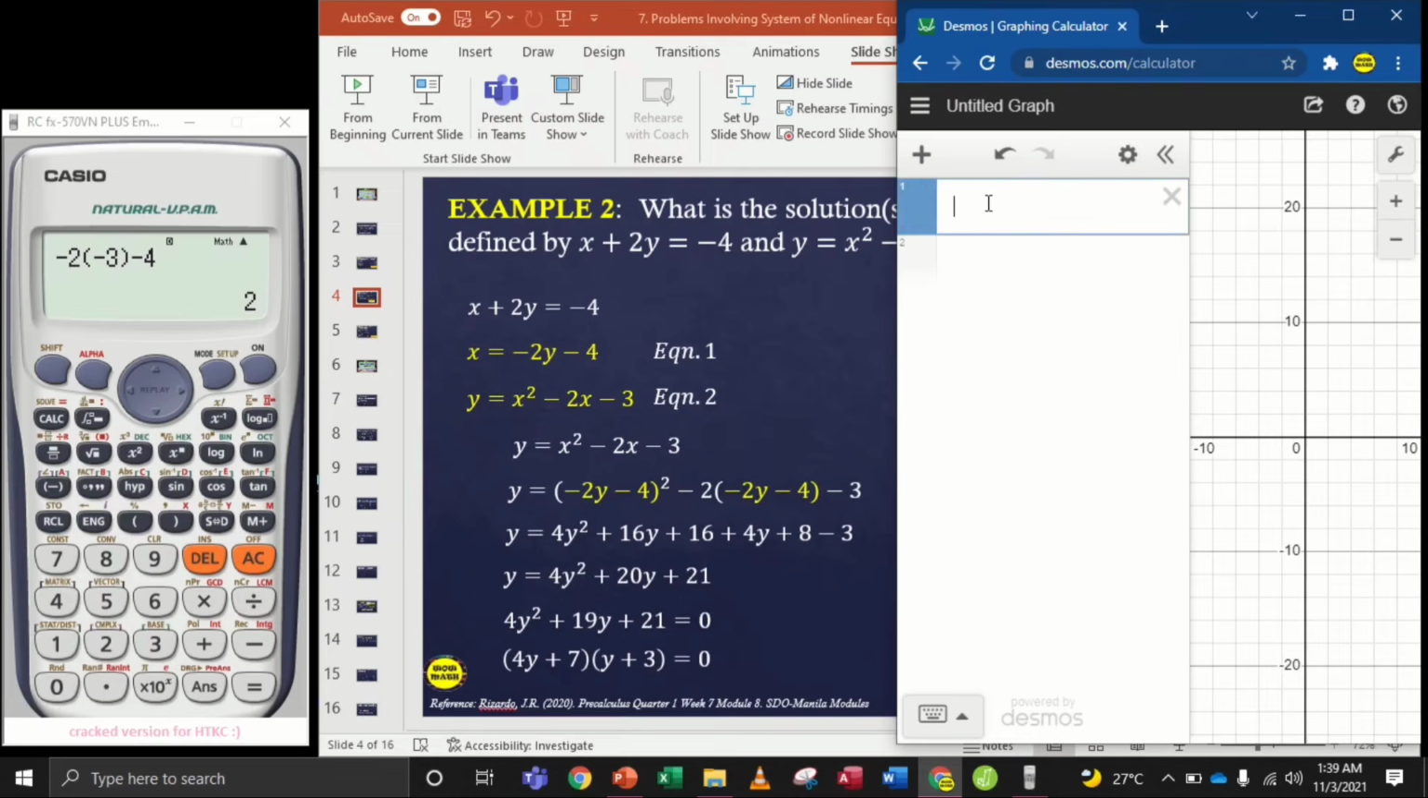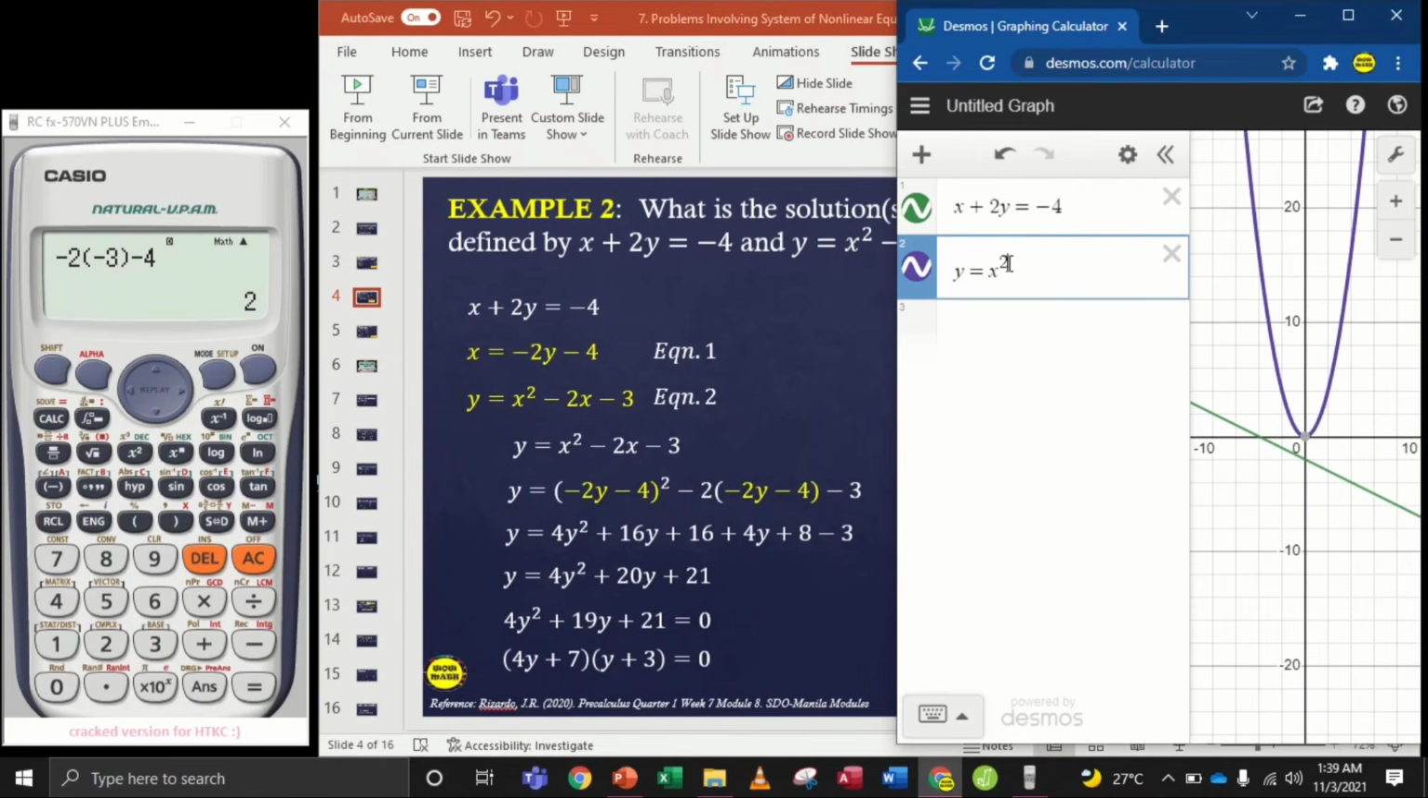Next natin gagawin, i-check natin using the Desmos kung tama yung intersection natin. So, x plus 2y is equal to negative 4. So, yun yung original equation ng 1. And then equation number 2, y is equal to x squared minus 2x minus 3. Okay, so i-check natin.